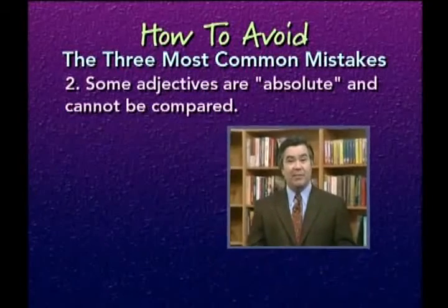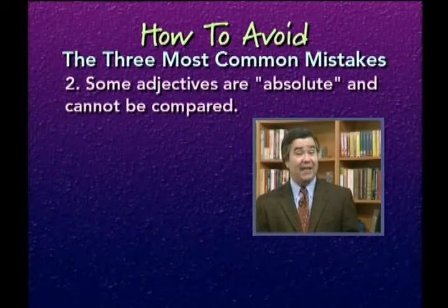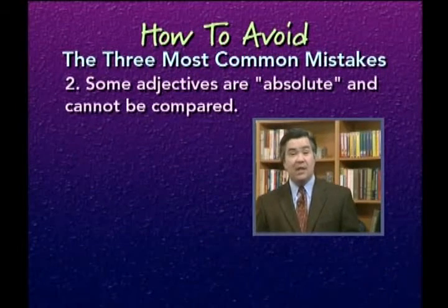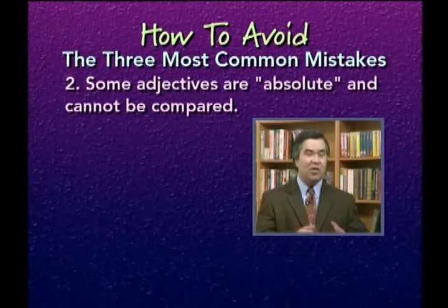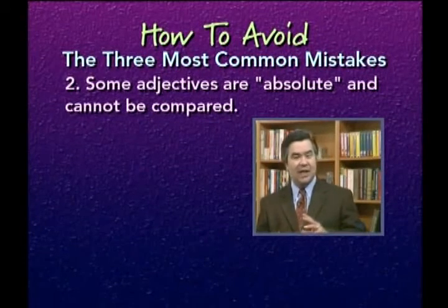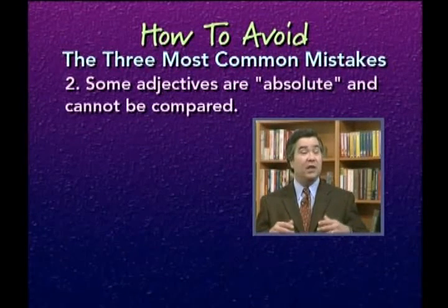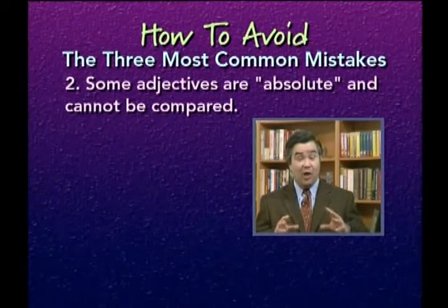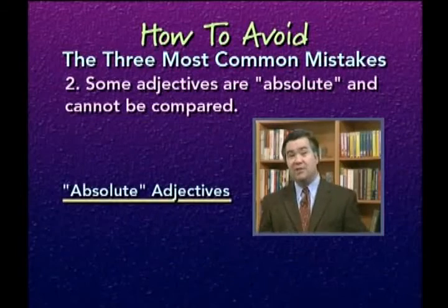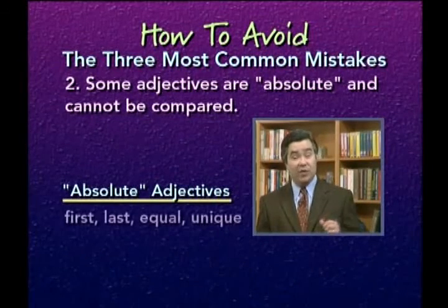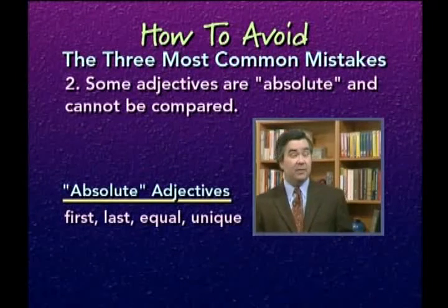Here's the second common type of mistake. Some adjectives are absolute and cannot be compared. This means that there are certain qualities that are considered to either exist or not exist, and therefore it's not considered appropriate or logical to deal with comparative or superlative degrees. Either you are or you aren't, and you can't be more or less. For example, some of the adjectives that are considered absolute are first, last, equal, and unique.